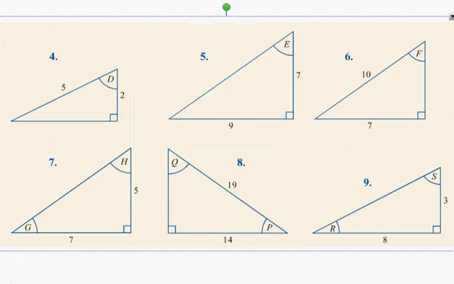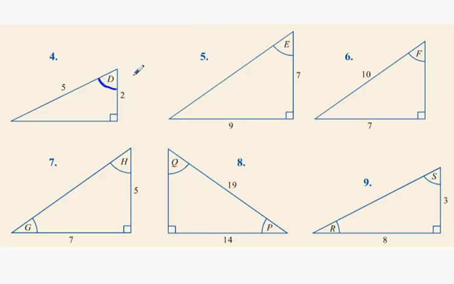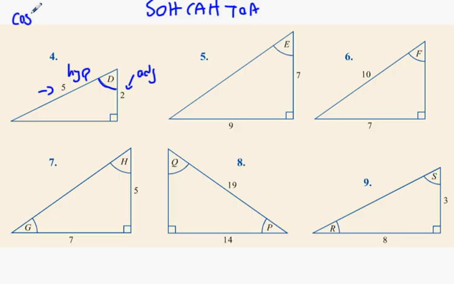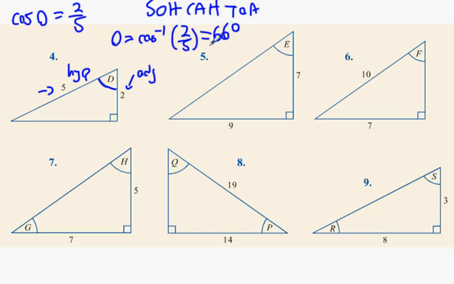Now, look at these ones, guys. Angle D. For angle D, what is this side and what is this side? Adjacent is 2. So we're using adjacent and hypotenuse. Which one are we using? Cos. Sorry, cos. So, cos what, guys? Cos D equals what? Adjacent over hypotenuse. What button finds out what D is? Cos inverse 2 over 5, which is 66 degrees. Everybody happy enough with that?